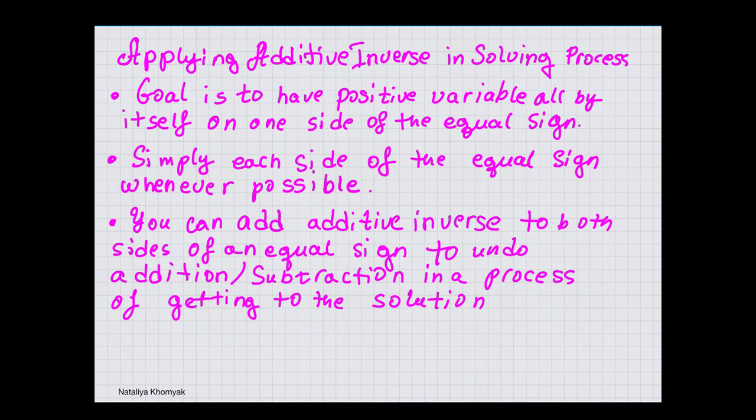Applying additive inverse in the solving process. The goal is to have a positive variable all by itself on one side of the equal sign. You want to simplify each side of the equal sign whenever possible. You can add the additive inverse to both sides of an equal sign to undo addition or subtraction in the process of getting to the solution. And let's do some examples.